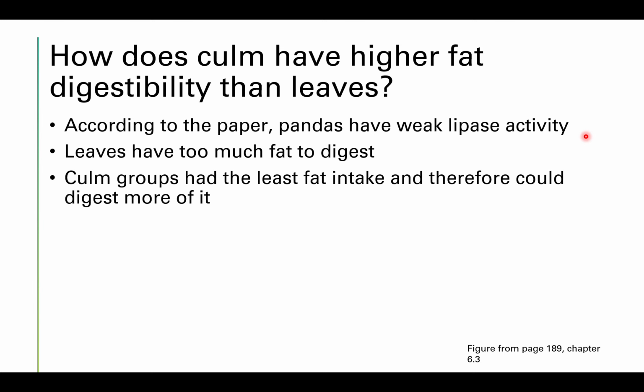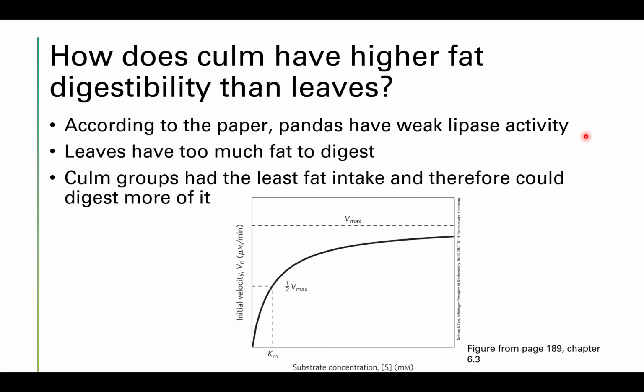So what the scientists believe is that these leaves have way too much fat to digest. Relating this to the Michaelis-Menten equation, and also the graph here that I have to show just to visualize it, this would be saying that they're working at Vmax. So there is a much lower velocity, there's not as much activity. A lot of the enzyme's active site is being taken up by substrate. And so the culm groups, which have a lower amount of fat, can digest more of it because they're working at a more reasonable level and can work through it and digest it.